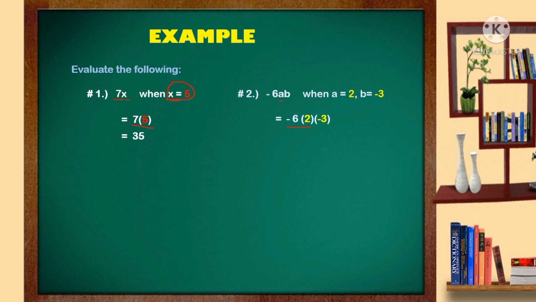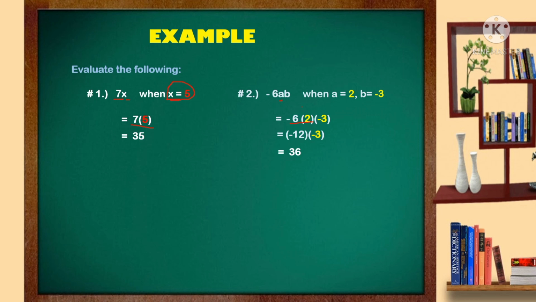So next, multiply. -6 times 2, or you can also multiply the other two first because they are in the same term, so it doesn't matter. It comes up with the same result whether you multiply this first or the 2 and the -3. I first multiply the -6 and the +2, and it becomes -12.